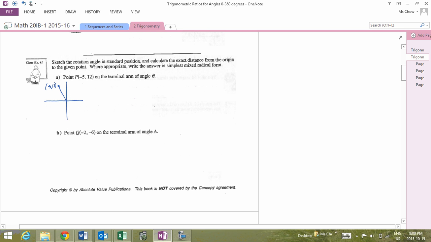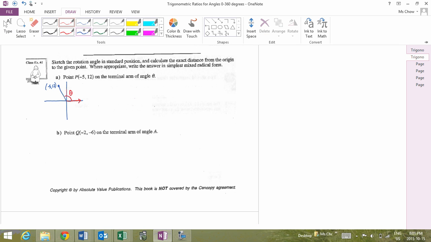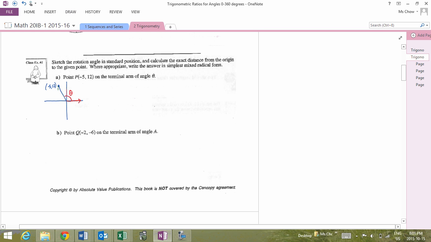So if that is our terminal arm, then that tells us that our angle theta is, remember, always going back to our initial arm, which is on the positive x-axis. So that's theta. However, we're looking at our right triangle being right there. So it's almost like looking at our reference angle. So in this particular case, if I redraw it just a little bit to the side here, then what do we know?